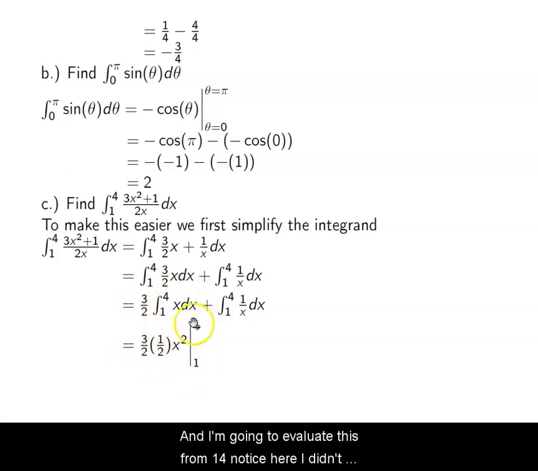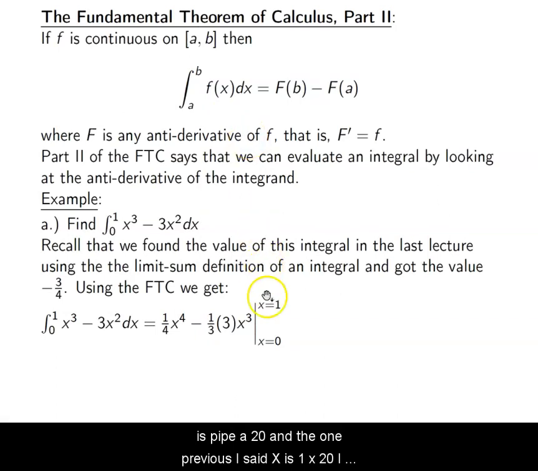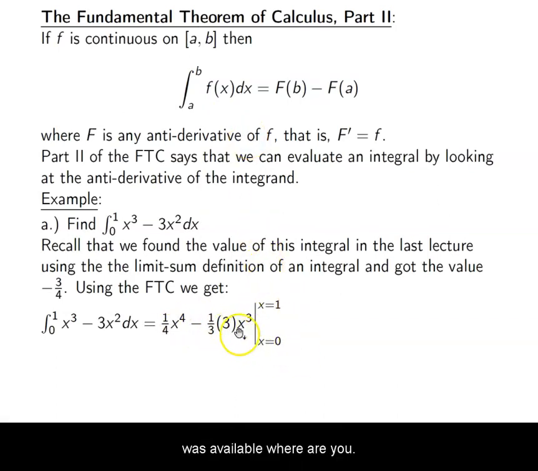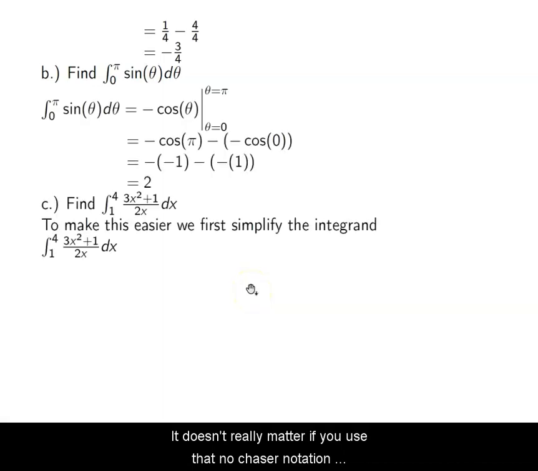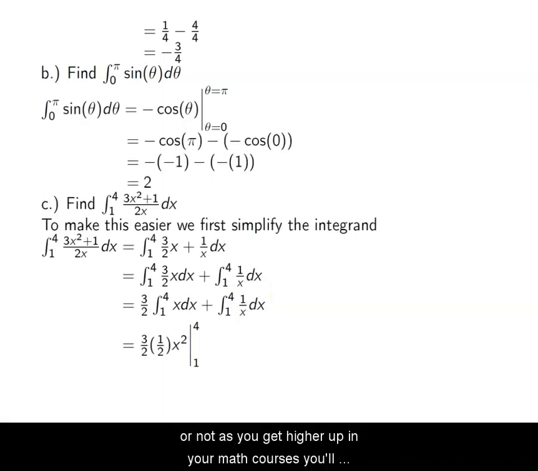Notice here I didn't put the variable of the bounds, right? Here I said theta is pi, theta is 0. In the one previous I said x is 1, x is 0, because that was the variable we're using. It doesn't really matter if you use that notation or not. As you get higher up in your math courses, you'll notice that most people do not include the variable and say what it is equal to. It's assumed already that the variable here is x, and that's what we're going to have.